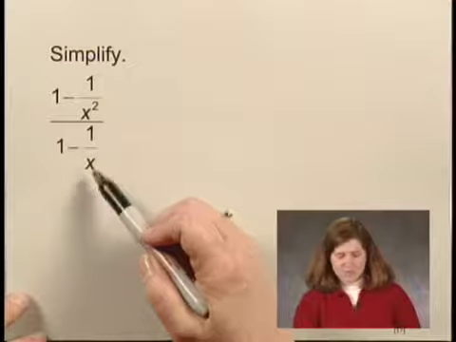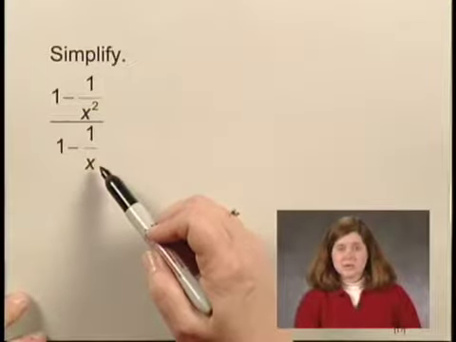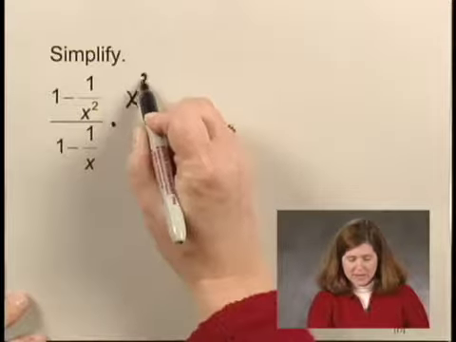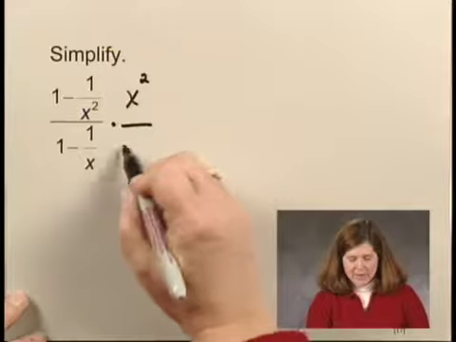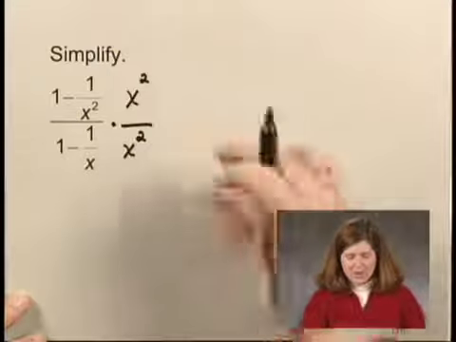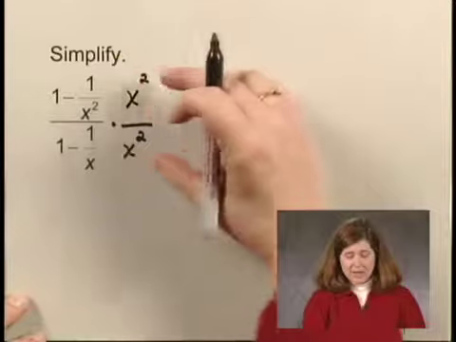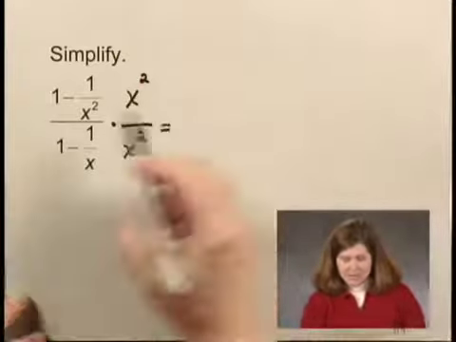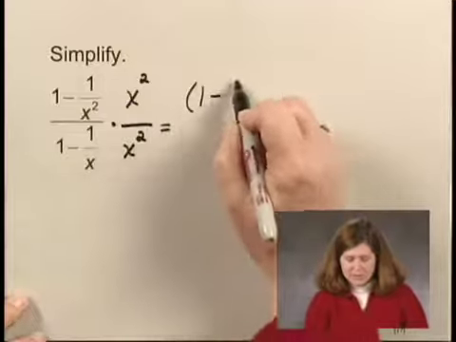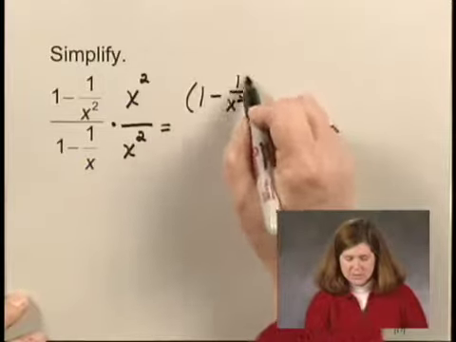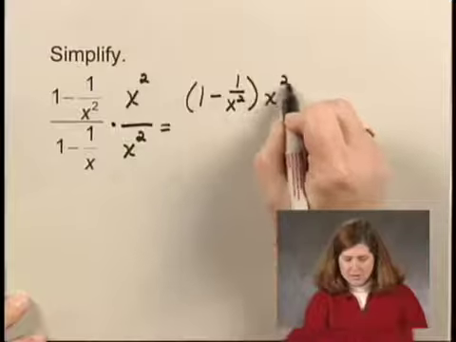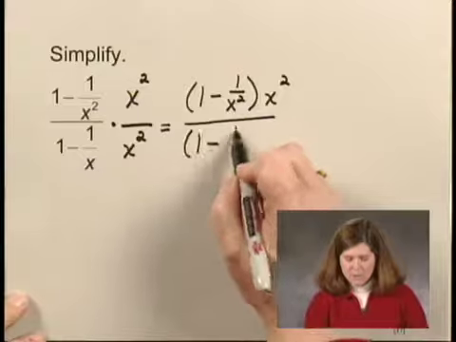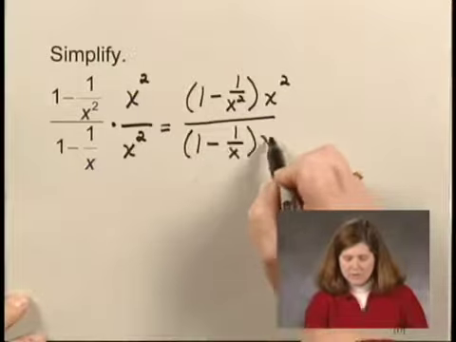The least common multiple of x squared and x is x squared. I will multiply the numerator by x squared, and I will multiply the denominator by x squared. Essentially, I'm multiplying the entire fraction then by 1. Now, that looks like 1 minus 1 over x squared times x squared over 1 minus 1 over x times x squared.